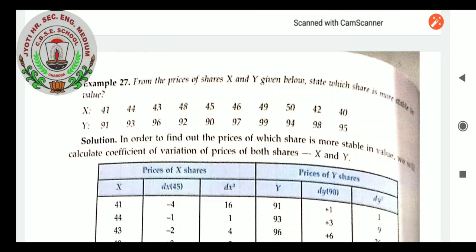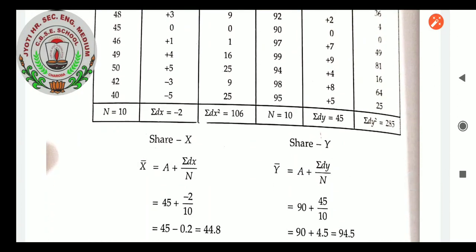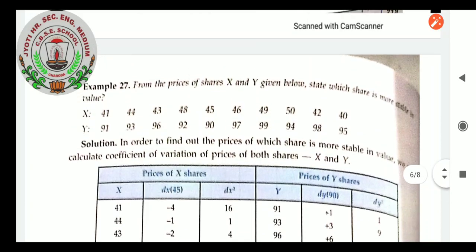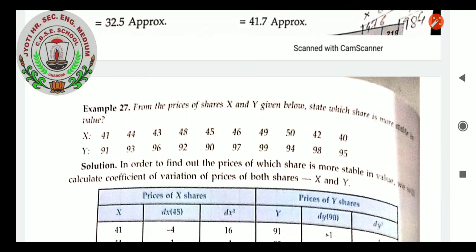In the same way, for the shortcut method the formula is given here, so into i is not there. The formula is mean equals a plus sum of dx upon n. Into i is not needed because it is the shortcut method. Same way, you can see the same tabular data, two variables, the prices of shares X and Y given below, state which share price is more stable. Wherever a comparison question is there, which share is more stable or more uniform, you will use the mean, then standard deviation and then coefficient of variation.